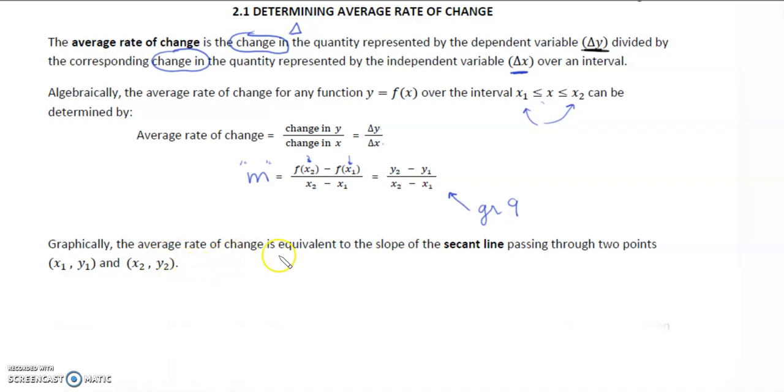Graphically, the average rate of change is equivalent to the slope of the secant line passing through the 2 points, and then we would call them x1, y1, x2, y2. So this would be the first point, and this would be the second point.